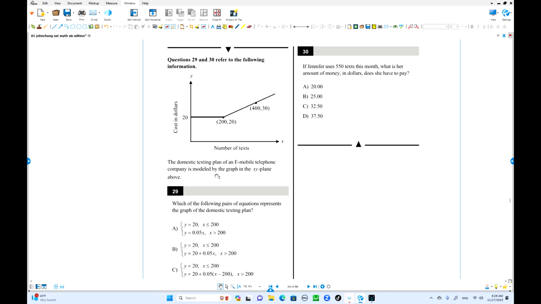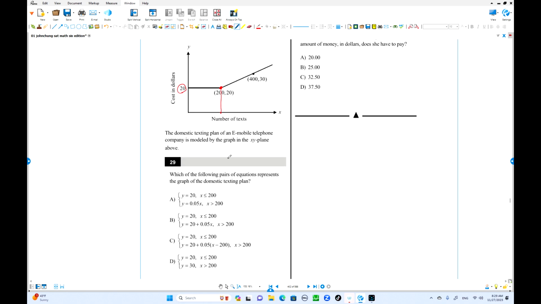So we have some telephone company, right? Texting plan over here. When you take the graph, up to 200 texts they're going to pay a fixed amount, $20. 100, also $20. So up to here, we paid the same. This is kind of a piecewise function. Up to 200, the value of y equals 20. Yeah, they're all equal. After this, we have to follow this rate.